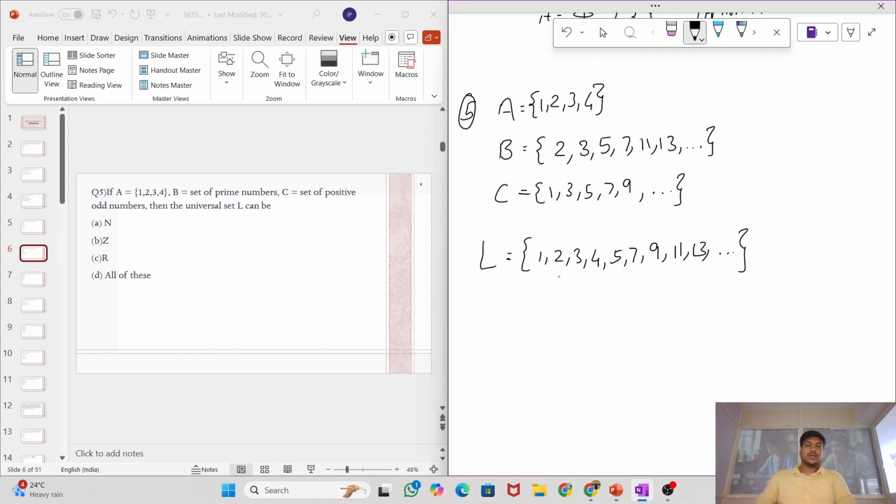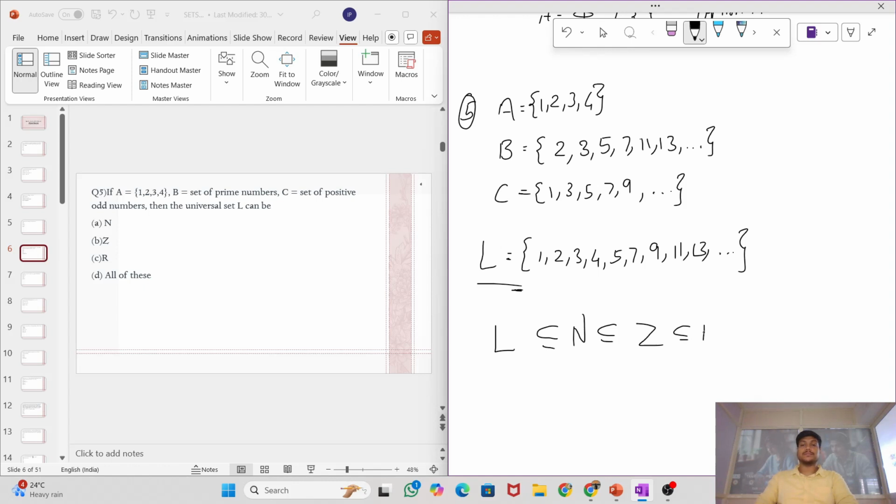We can see that 1, 2, 3, 4, 5, 7, 9, 11, 13, all of those are positive numbers, or should I say natural numbers. And in the option we have the natural numbers. If these are the elements I want in a universal set, then L would be our universal set, but we clearly know L is a subset of N. So I can also call N a universal set for the given sets. We know that N is a subset of Z, so I can also call the integer set a universal set.